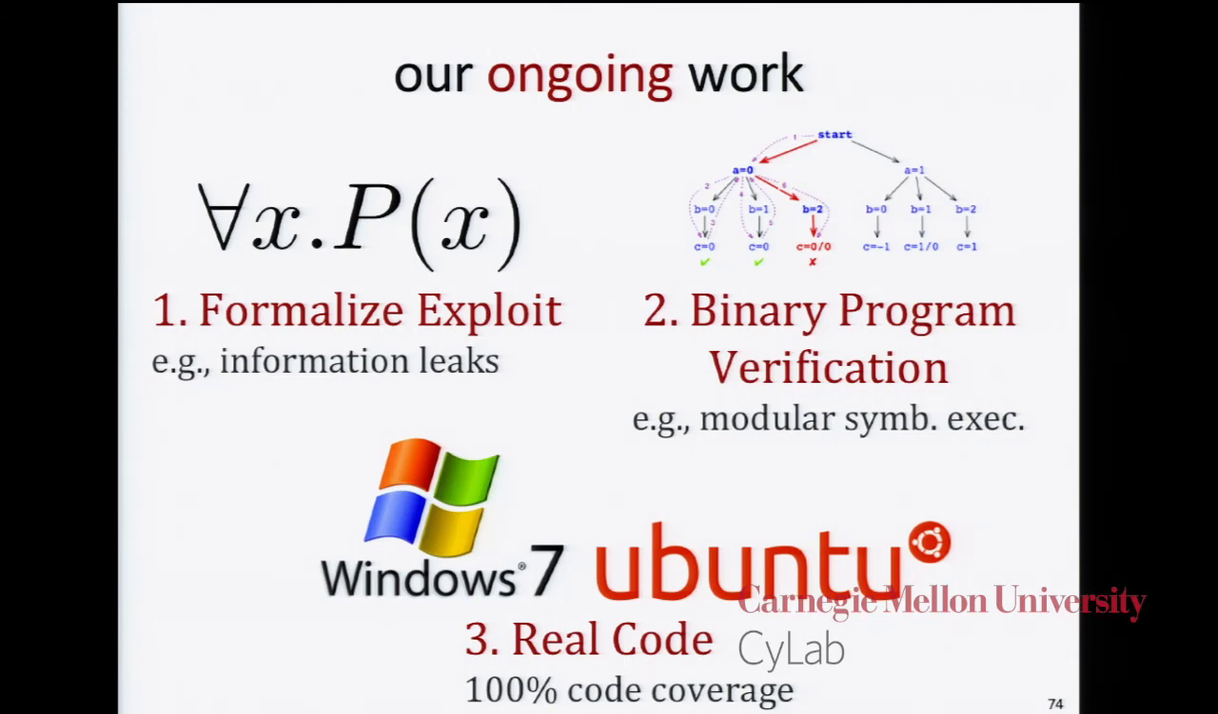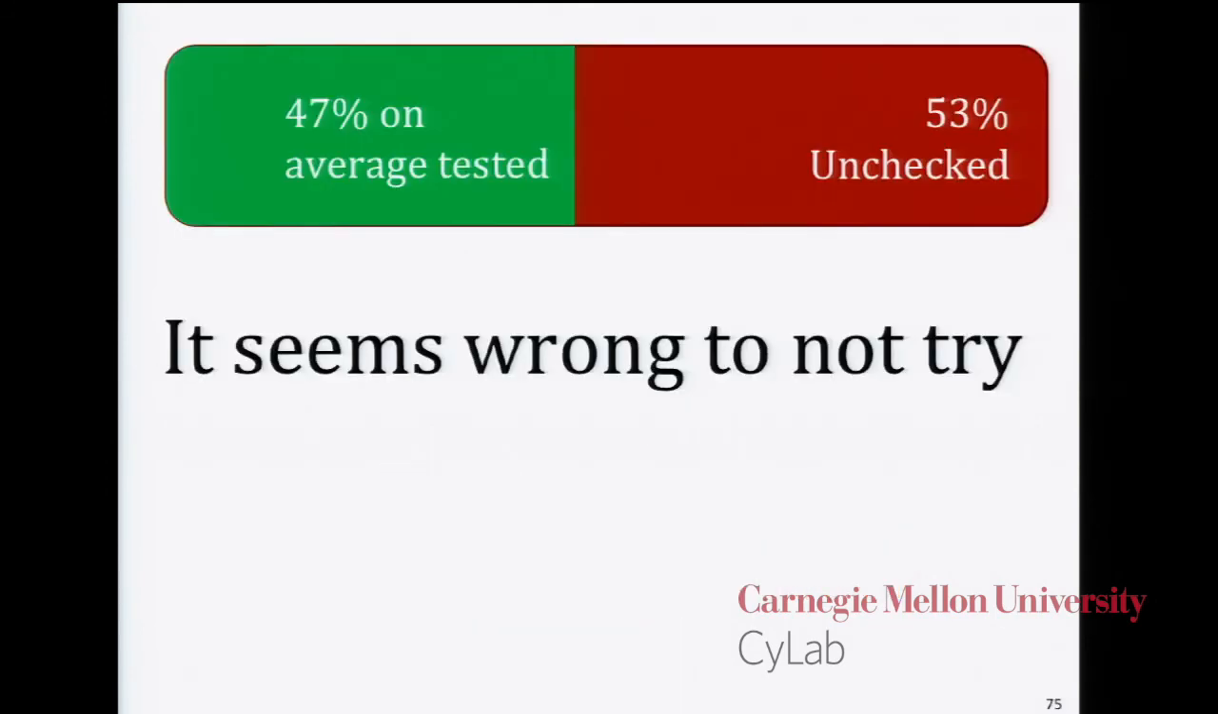And finally, and probably most importantly, we want to work on real code. We're not satisfied to go find 10 running examples that we can now check. We want to look at 500. We want to look at all of Unix if we can. And so we have this goal of getting 100% code coverage.